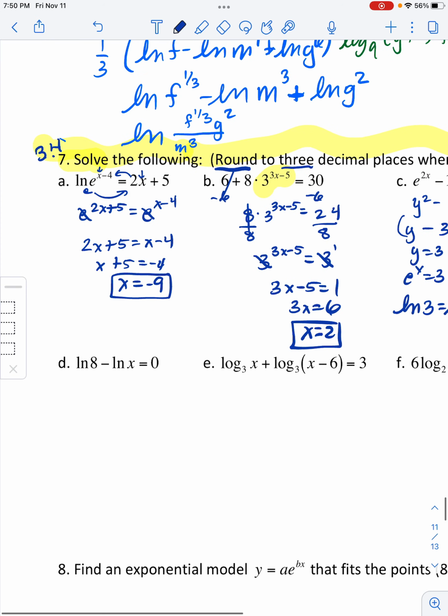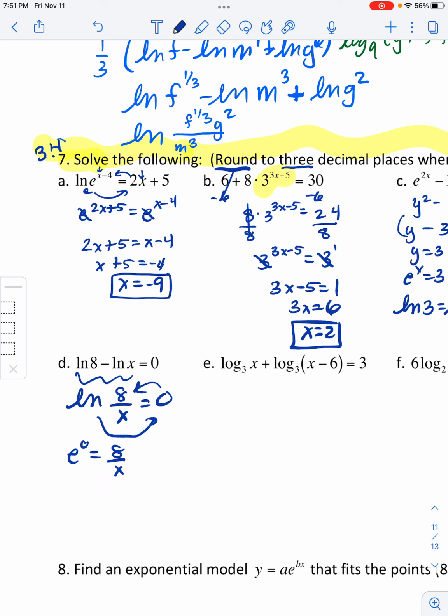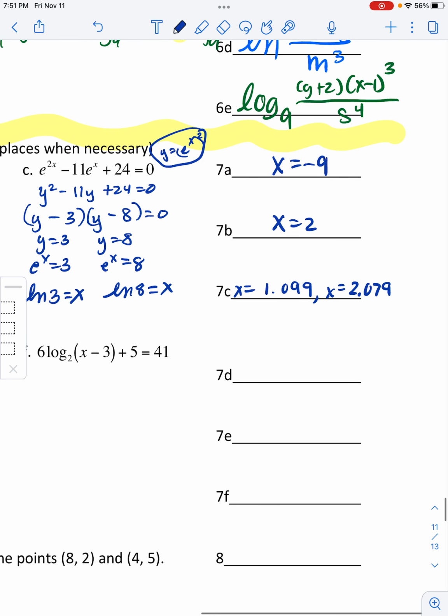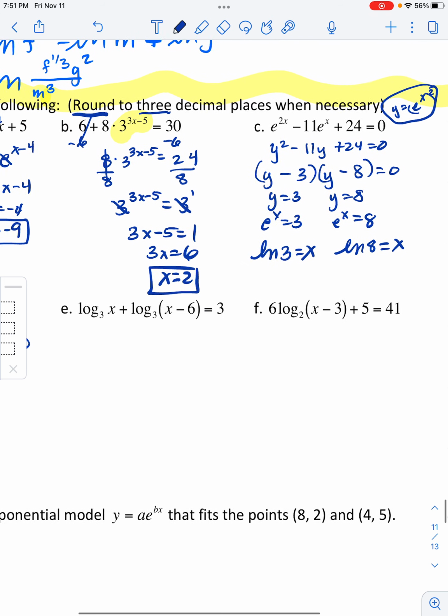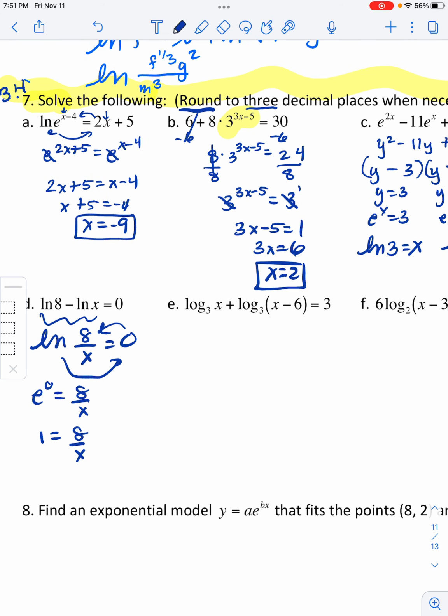In the next one, these are not together. I need to condense them. So I would do ln of 8 over x has to equal 0. And that is a log, so I'm going to need to rewrite it exponentially. Since it's base e, I would have e to the 0 equals that. So e to the 0 equals 8 over x, but e to the 0 is 1. And the only way that is going to be true is if your x value is 8, because 8 over 8 is 1.